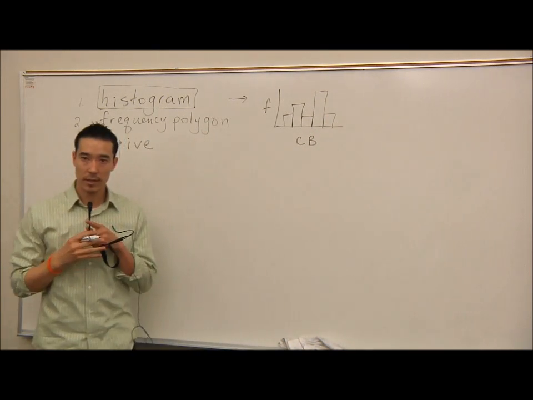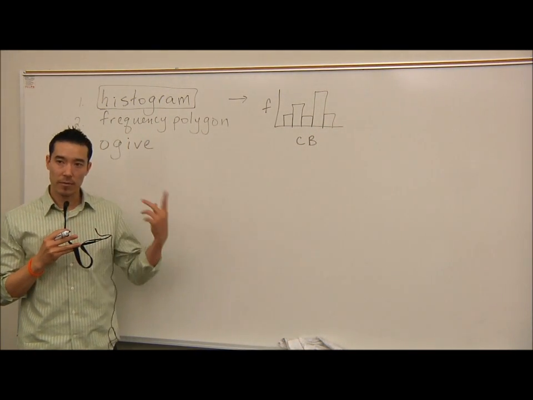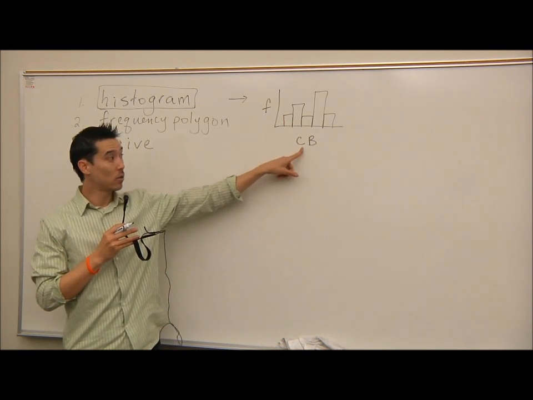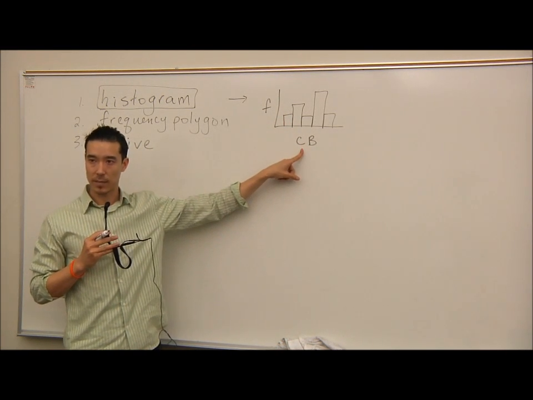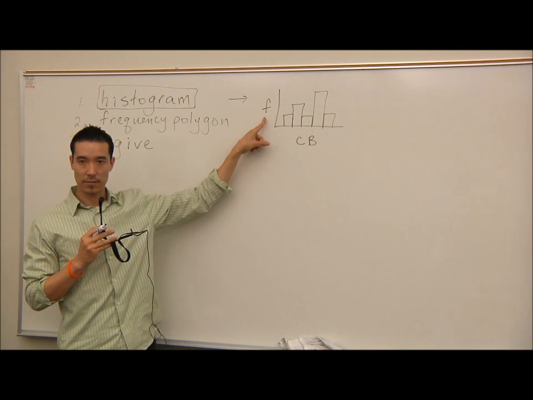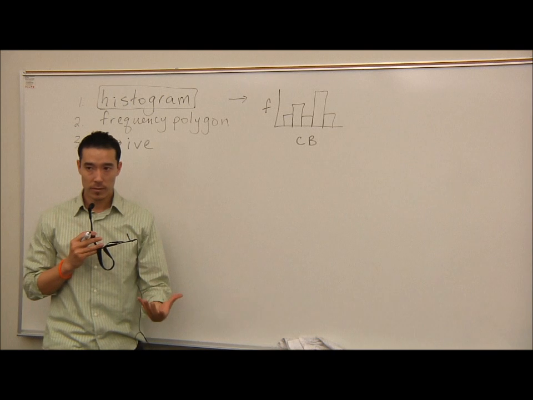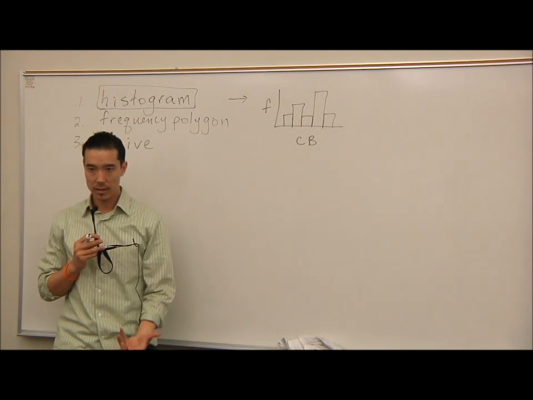Okay? So again, histogram, 3 things. What does it look like? It's a vertical bar graph. What's on the horizontal axis? Class boundaries. What's on the vertical axis? Frequencies. Okay? So I want to take that frequency distribution table we just created together.